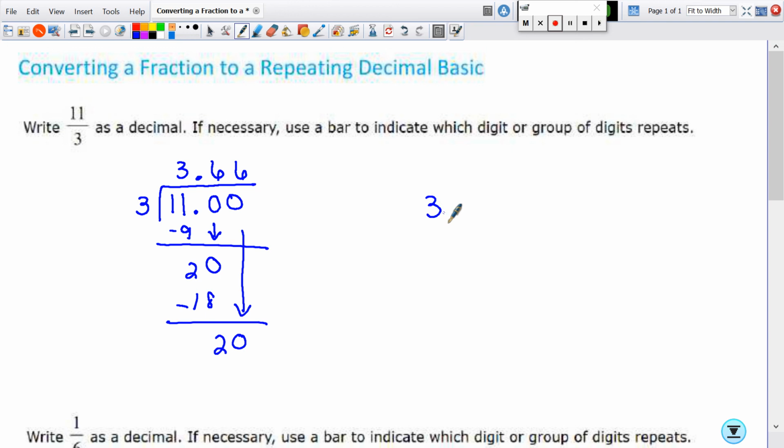So you write down the numbers that are not repeating. When the 6 repeats, you don't include that. Whenever a number starts repeating, you just write whatever's in front of that. And then the number that is repeating, you put a repeating bar over it. So 3.6 repeating is the answer to that one.